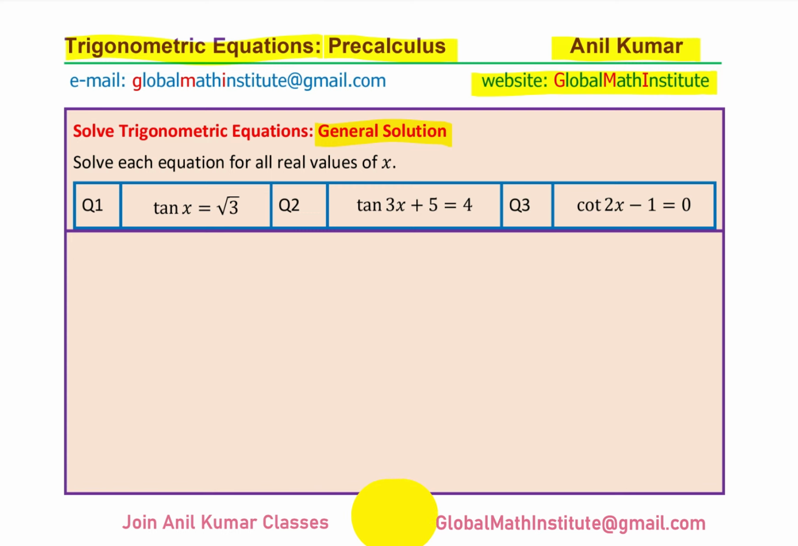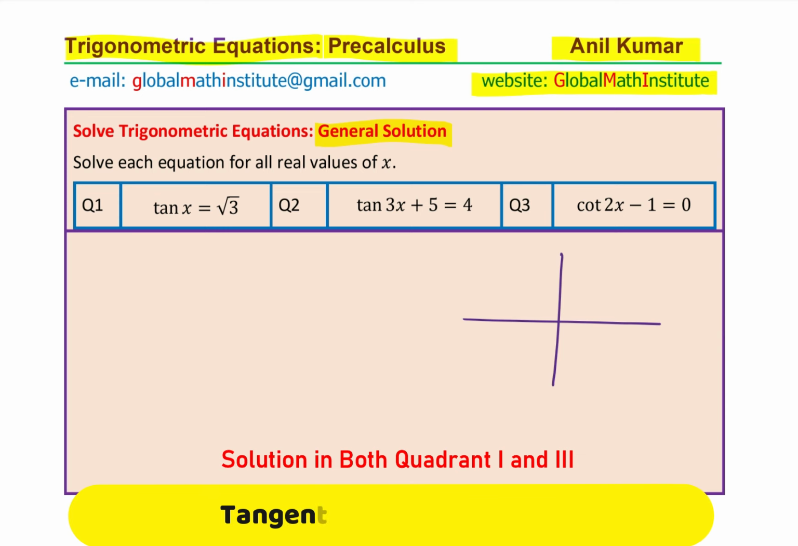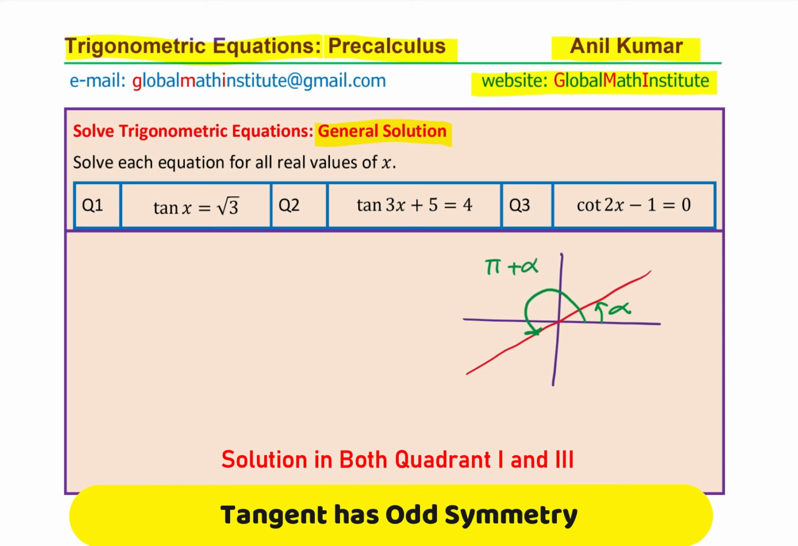Now generally, tan, as you know, is an odd function, right? So odd symmetry means that if alpha is a solution, in that case, pi plus alpha is also a solution. You get the idea. That is how we get the general solution of the tangent function. So for any tangent function, you can write the general solution as x equals n pi plus alpha. Makes sense?